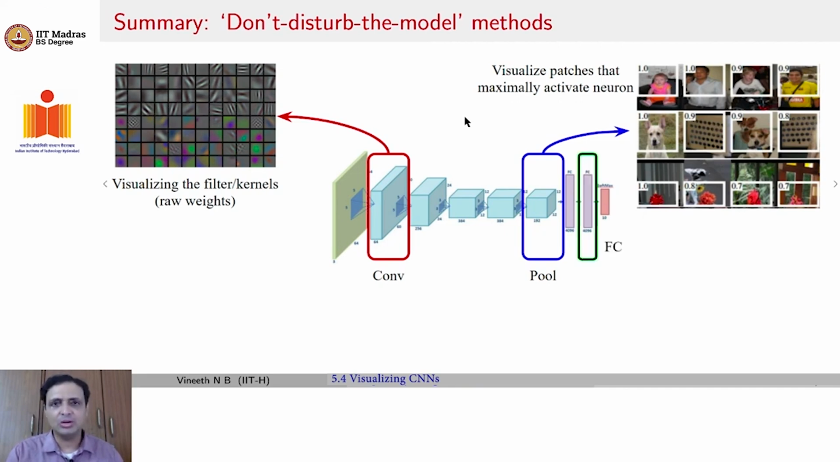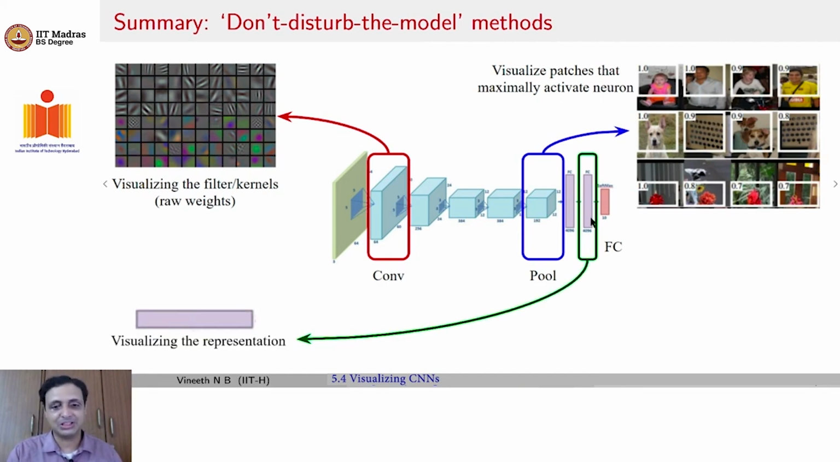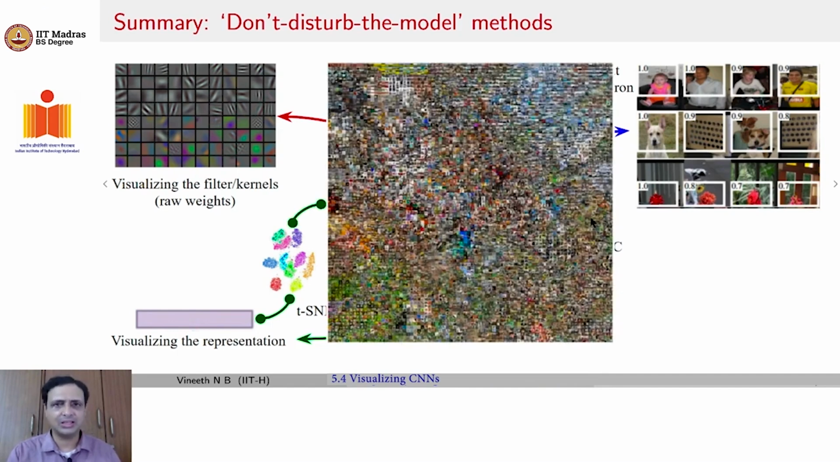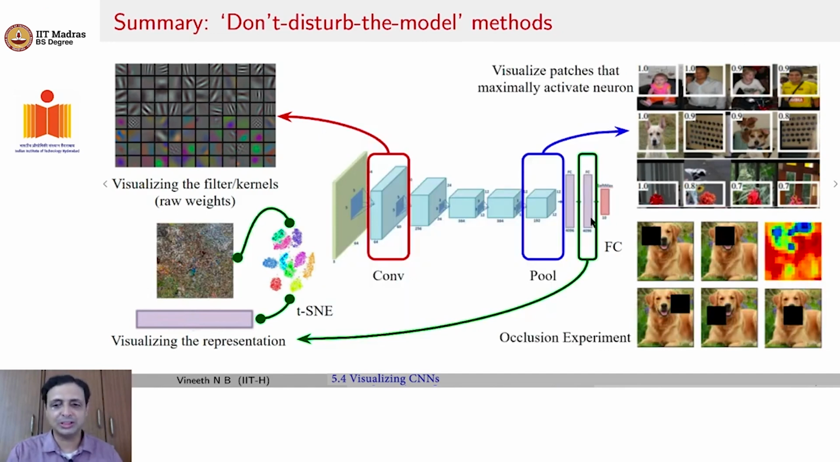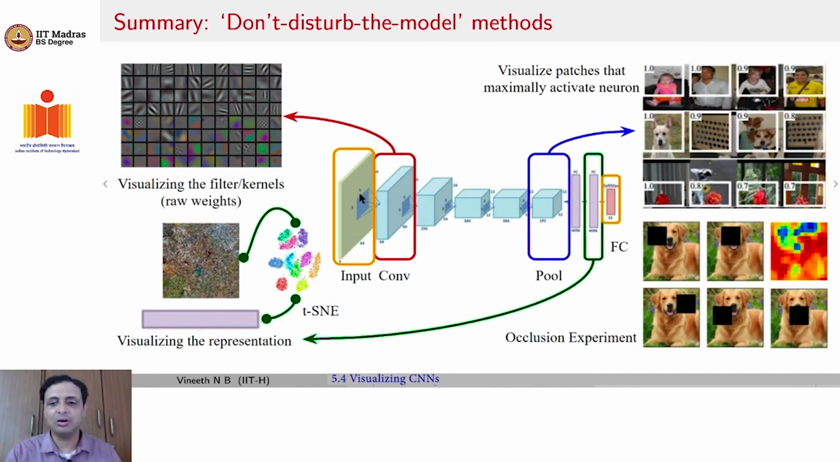The third thing that we talked about is that you can take the representations that you get at the fully connected layer, and then apply a dimensionality reduction method such as t-SNE on these representations, and you get an entire set of embeddings for ImageNet. And lastly, we spoke about the occlusion experiment, where you take an input and perturb it and then see what happens at the final classification layer, and that gives you a heat map that tells you which part of the image the model was looking at while making a prediction.